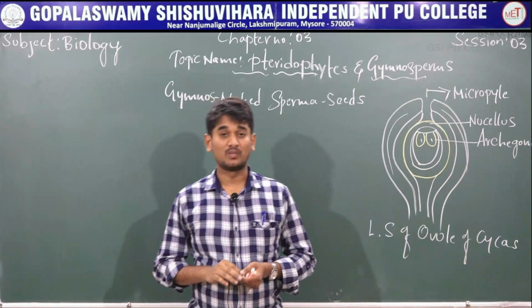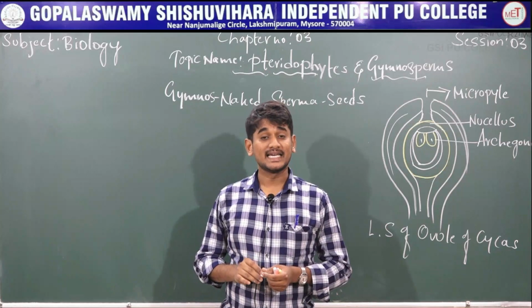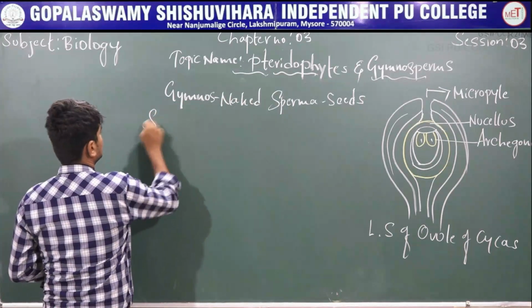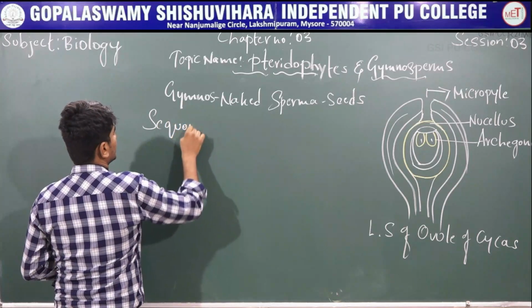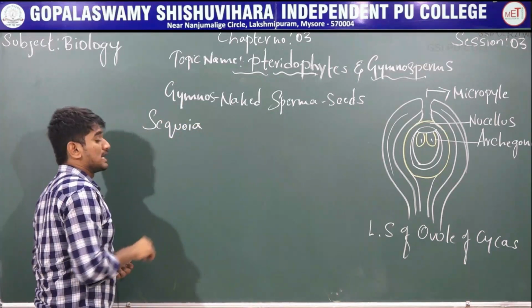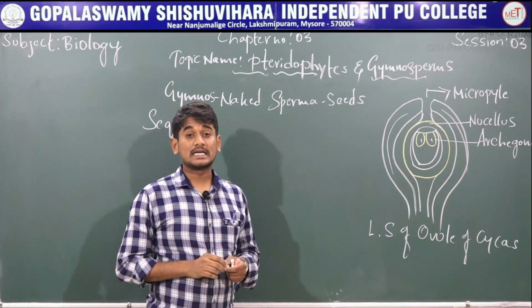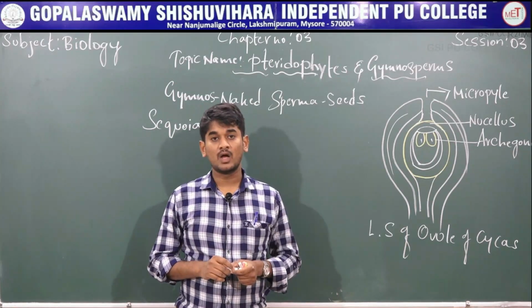One of the gymnosperms, the giant redwood, is called Sequoia. Sequoia gigantea. That is called Sequoia, one of the tallest tree species.